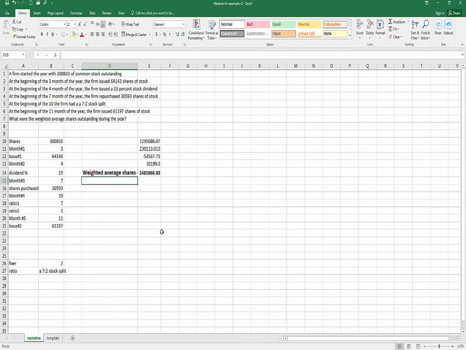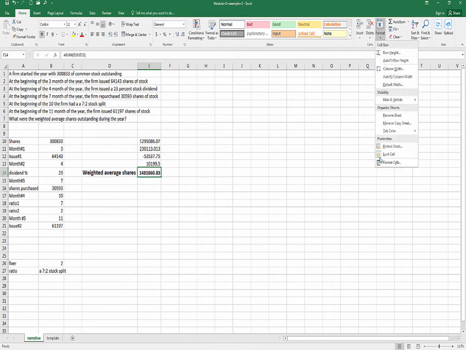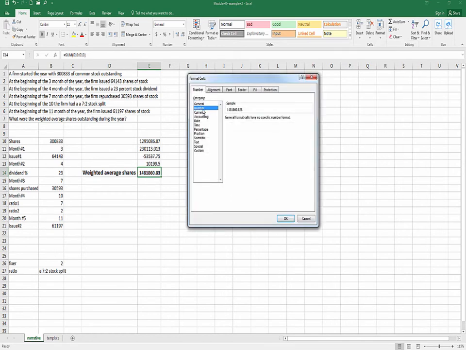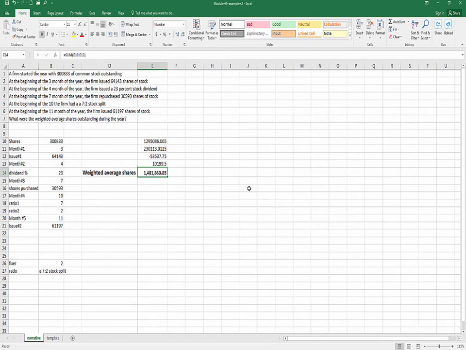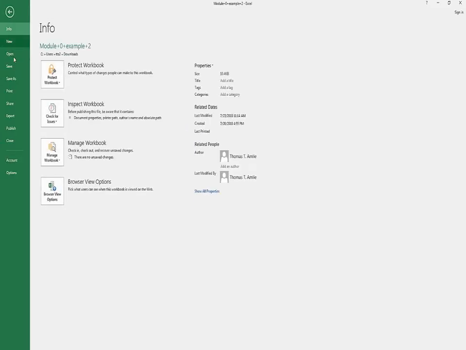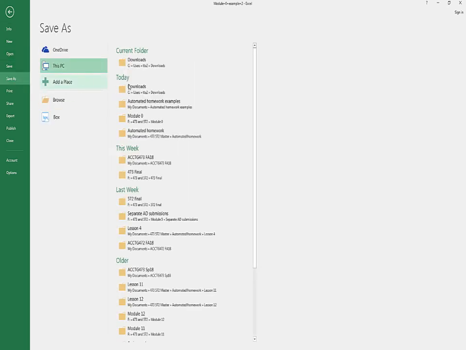So again, we do this, we say, okay, I'm done, maybe double check your calculations, make sure everything's good. Weighted average shares outstanding, and let's go ahead and format this nice and neat so your wonderful faculty member doesn't have to strain his old eyes trying to see this. Okay, so weighted average shares outstanding, 1,481,860.83. Let's go ahead and save this.